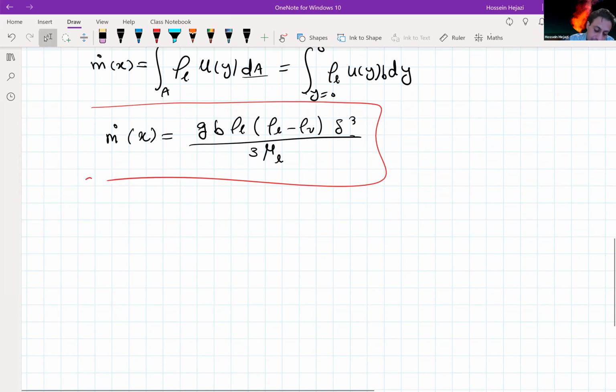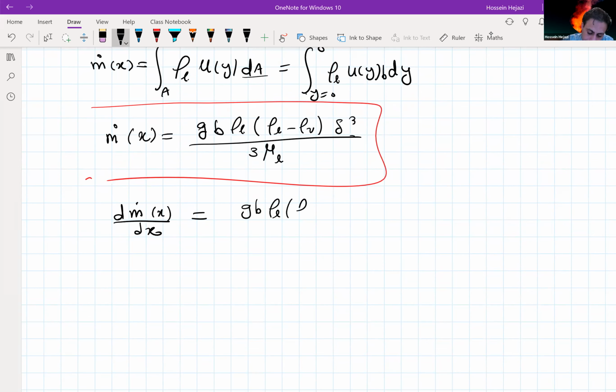Now, if I further extend this one and find out d m dot x over dx, it's going to be g b rho L minus rho V over mu L. Delta is going to be a function of x, so I'm going to get delta squared d delta over dx.